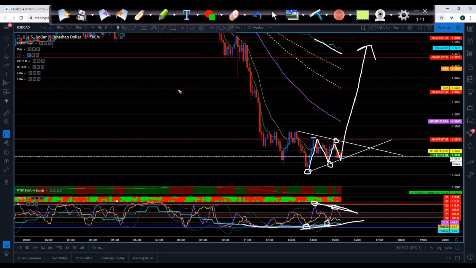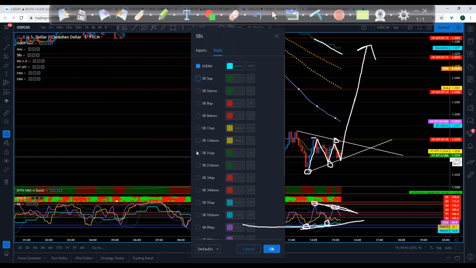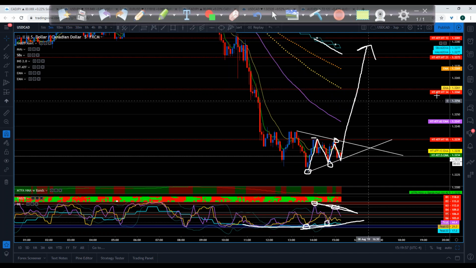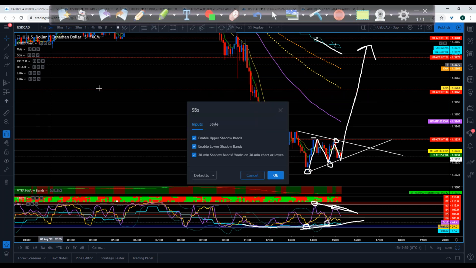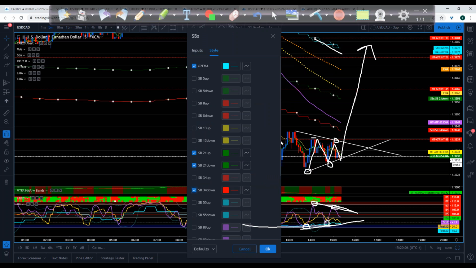And you can see if it breaks shadow band. Okay, I think I've got these shadow bands set up for 5. And then you can also select these, since it's a 5-minute chart, you can select shadow band, 30-minute shadow band, work on 30-minute chart or lower. Okay, I need the 21 shadow band down and the 34 shadow band down, right?